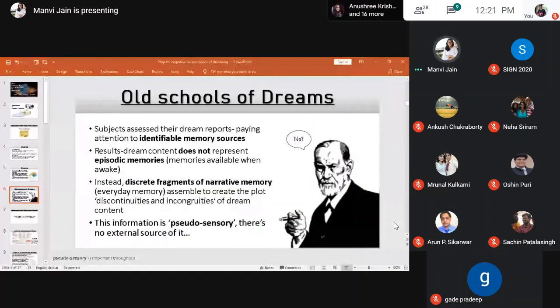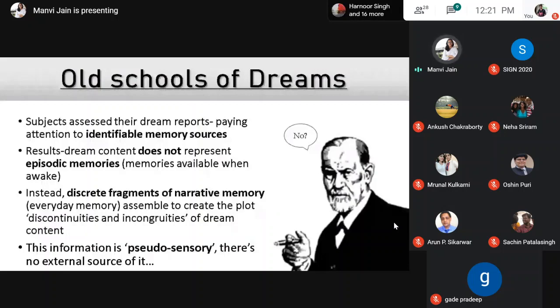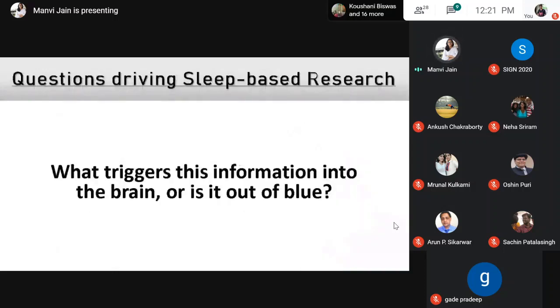Okay. So I was on this point that we found out that discrete fragments of narrative memory or semantic memories actually assemble to create the plot and the continuity in the dream content. Now, this information that is responsible for creating this dream content is pseudo-sensory, as it seems. This word pseudo-sensory attracted me and drove me to create this whole project. So I'm going to start with this basis and ask what triggers this information in the brain, or is it out of the blue, which is absolutely not possible.